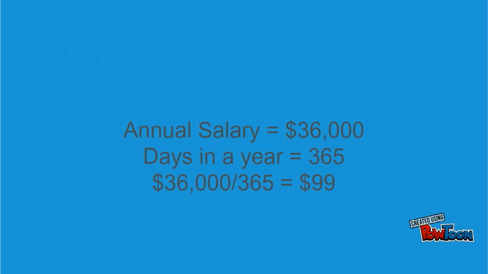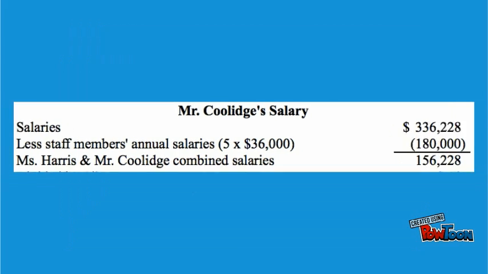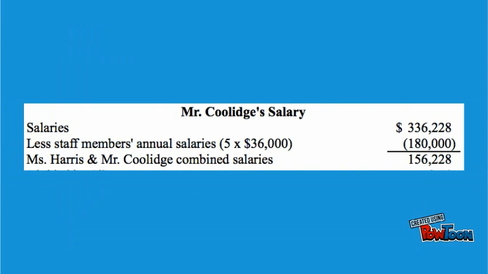And I calculated the staff member's daily salary by dividing his annual salary of $36,000 by 365 days. This provided me with his daily salary of $99 that can be allocated. Calculating Mr. Coolidge's salary proved to be more difficult. However, we are provided with enough information from the previous problem, as well as Exhibit 1, to calculate it.